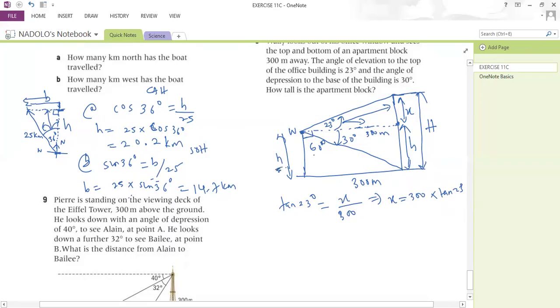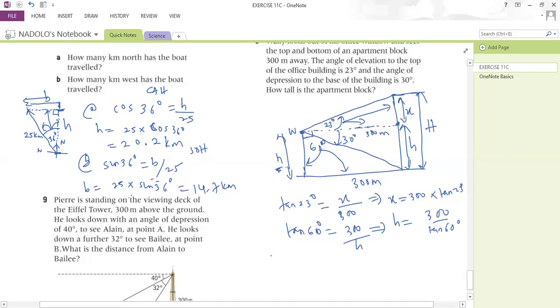H is here. So we need the adjacent side of the angle and we have the opposite side of the angle. That means if we do tan 60 degrees, it will be given by opposite 300 divided by adjacent, which is H. This implies that H will be given by 300 divided by tan 60 degrees.